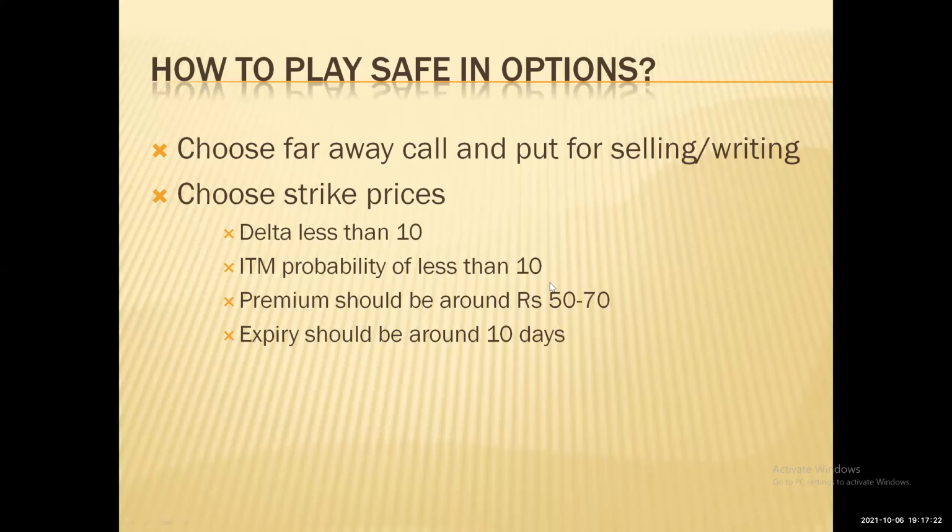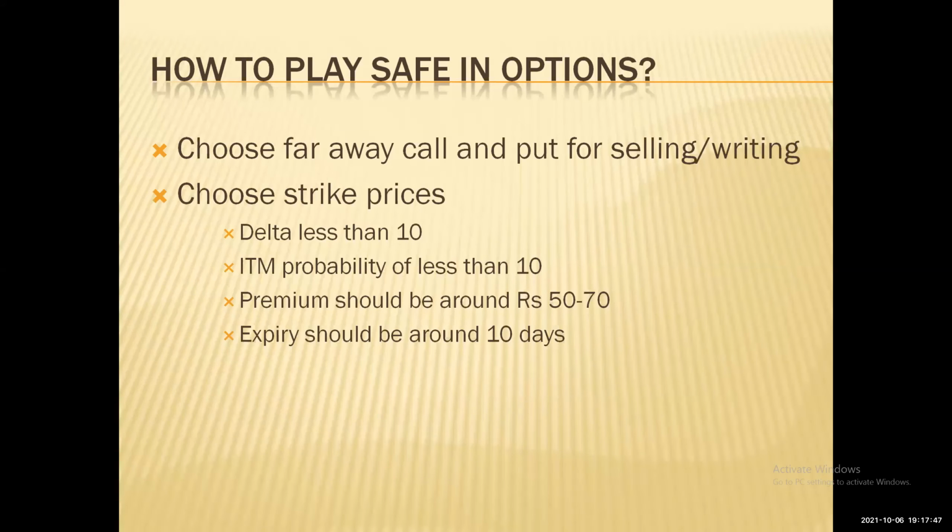Now, when I decide to play very safe in options, I choose a very far away call and put option to sell. I choose when the delta is less than 10. ITM probability is also less than 10. I will choose somewhere around 6 or 7. Premium should be close to 50 to 70 rupees. And expiry should not be more than 10 days away.